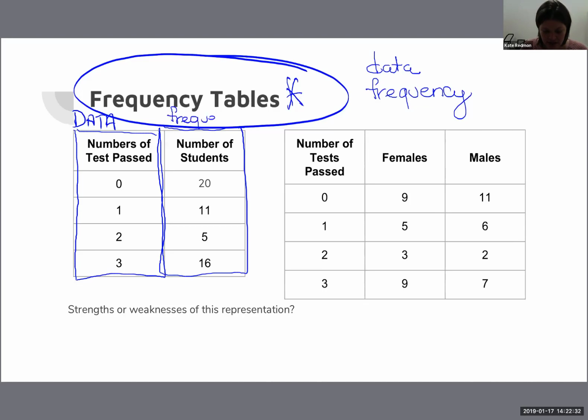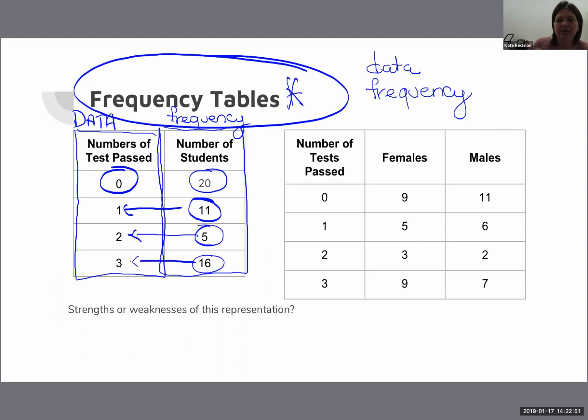And so I do see that here. I see that 20 students said 0. So what does that mean to us? That means there's actually 20 zeros in my data set. There were 20 people who said 0, so there were 20 zeros. There were 11 ones, 5 twos, and 16 students who'd passed 3 tests. Okay, so one of the columns will be our data, the other one will be the frequency of that data, how often we received that response.